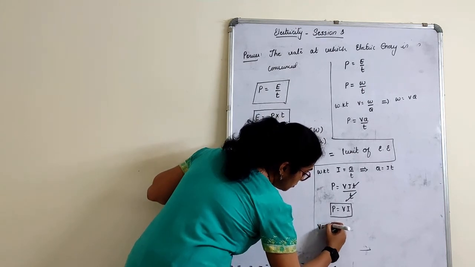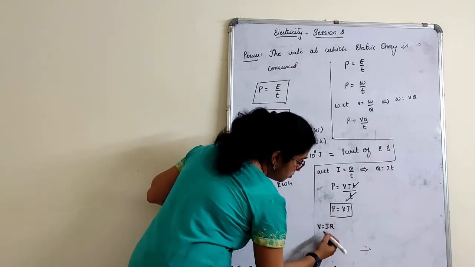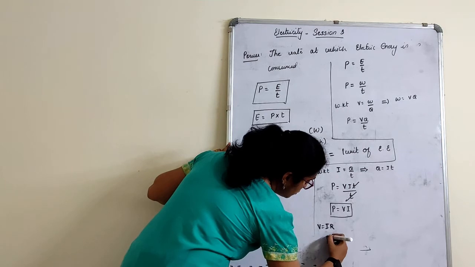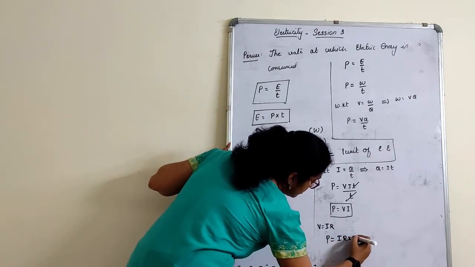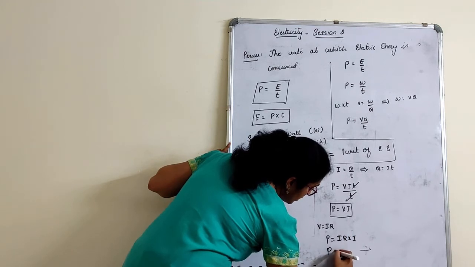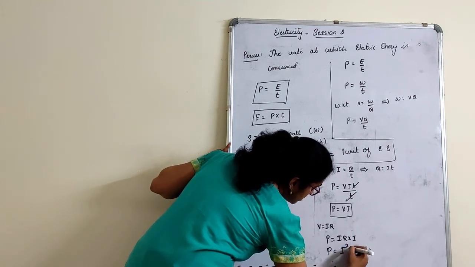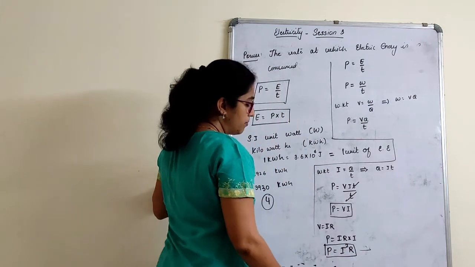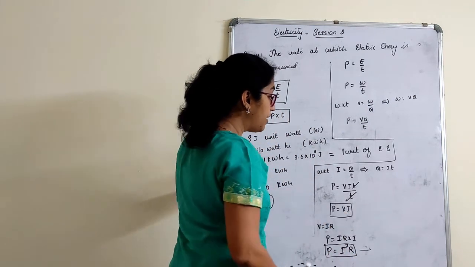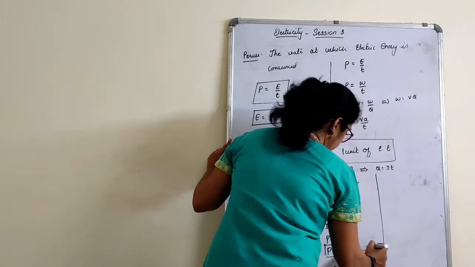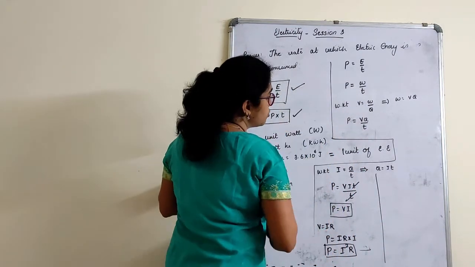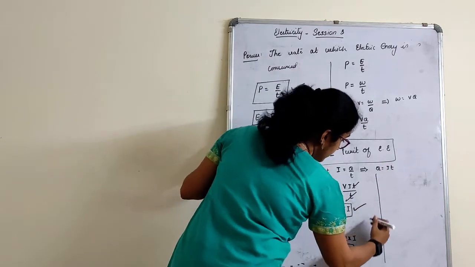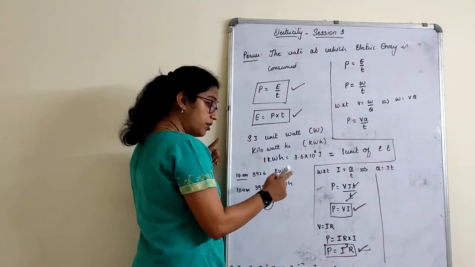Again here you can change things. V is equal to I R, Ohm's law, what we know. So power is equal to I R into I. So power is equal to I square R. Can I write this as the second formula? Then we will substitute again. So how many formulas do we know? This is 1, this is 2, then this is 3, this is 4, one more.